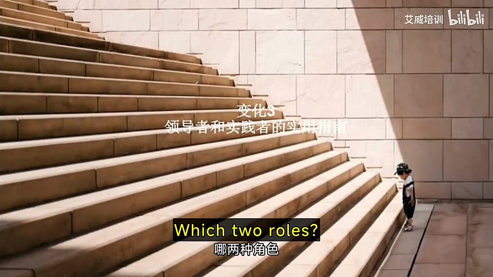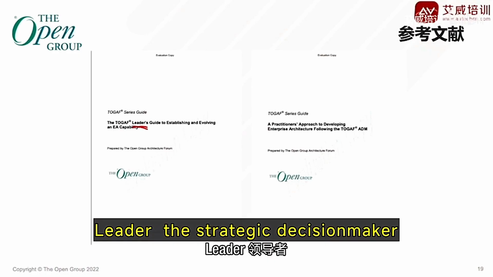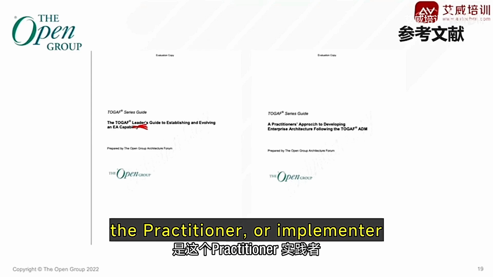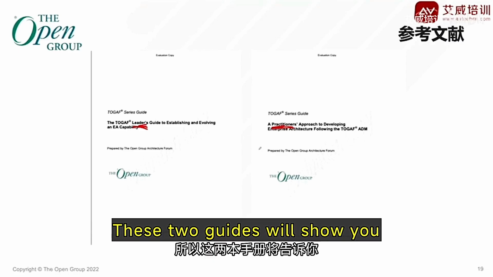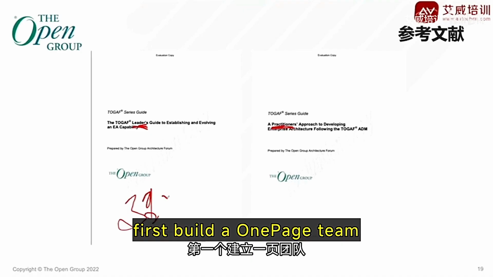Which two roles? The first one is what we refer to as leader, the strategic decision maker. And the second role is the practitioner or implementer. These two guides will show you specifically how to first build a one-page team.